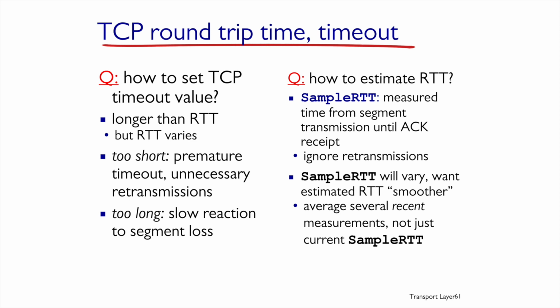The RTT is also a variable. So how do we estimate RTT? We can measure the RTT for the first time and call it sample RTT. We will measure it for each segment, save the time it takes to send the segment and get back the ACK. Of course, retransmission time does not count and doesn't influence the average.